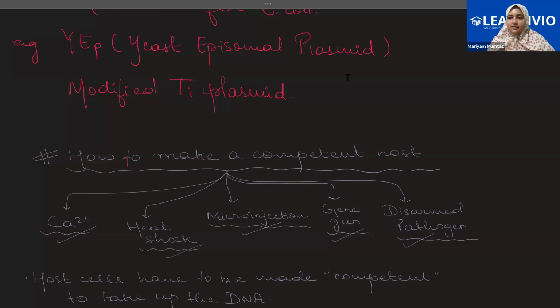If I give you any cell and ask you to put anything into that cell, how will you do it? Will it be easy for you, or will it be a little bit difficult? It will be difficult, ma'am. Yeah, it will be difficult. Why? Because the cell has its own properties, right? The cell has a plasma membrane. It has a cell wall in the case of plants and bacterial cells. So it's not very easy to break those barriers to send the gene of interest into it. So what do we do? We make the host cell competent.